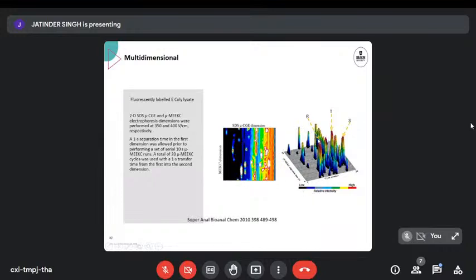If we present it slightly differently with the peaks sticking out, we can have an idea of the multitude of different components you can analyze, combining two different analytical techniques with one another.